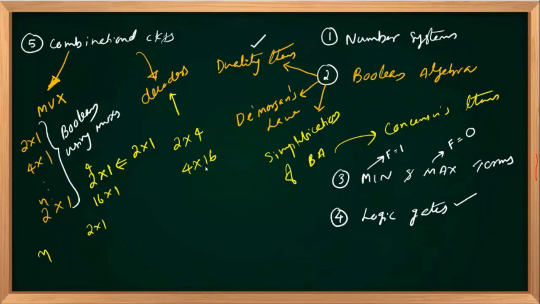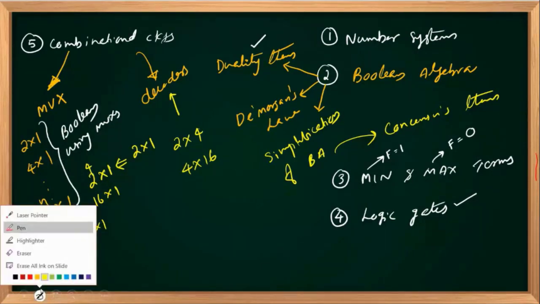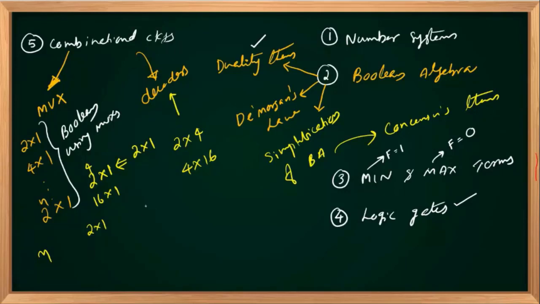Other than this, under combinational circuits, we will be discussing simple topics like adders, subtractors, magnitude comparators. Under adders, serial adder, parallel adder, BCD adder, and carry look ahead adders, etc.